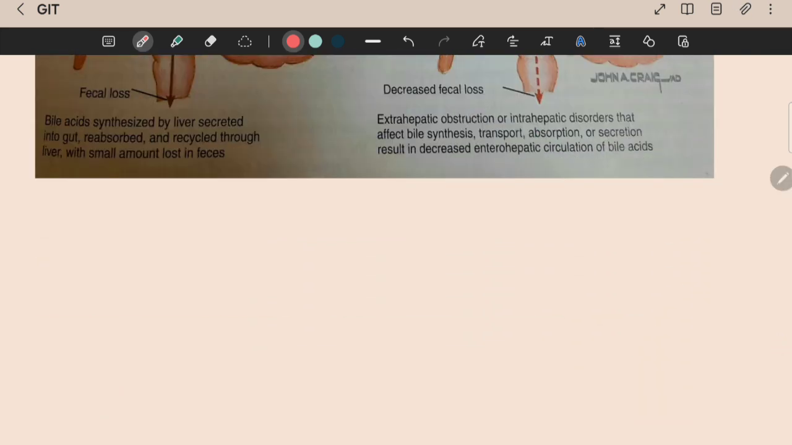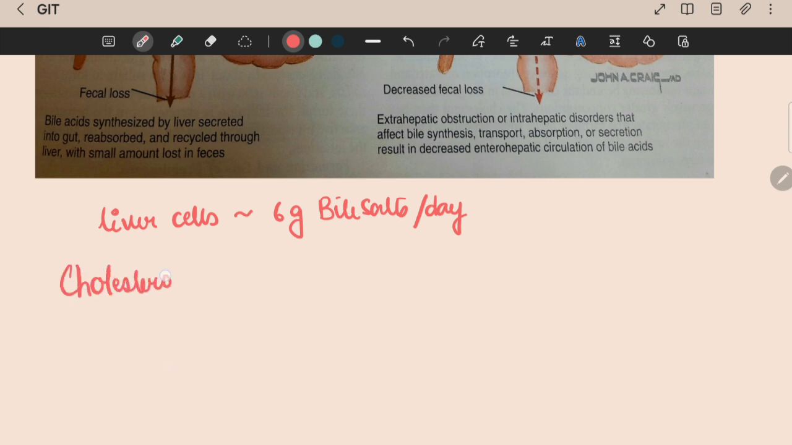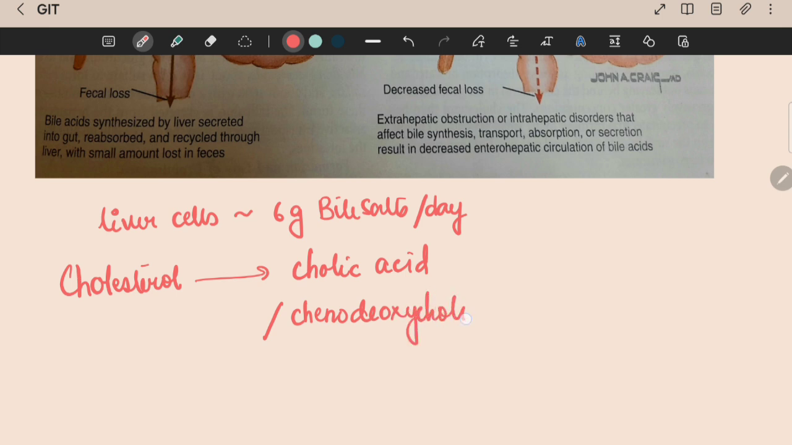Now see, liver cells produce approximately 6 gram of bile salts daily. How is this happening? The precursor of bile salts comes from cholesterol, which is either coming from the diet or endogenously synthesized in the body. So cholesterol is first converted into cholic acid, or also chenodeoxycholic acid.